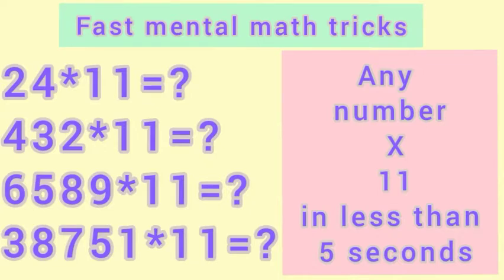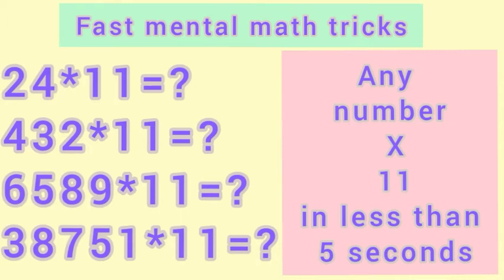Today's video is about fast mental math tricks which can be used to multiply any number by 11 in less than 5 seconds. In my previous video, I shared a trick to multiply any number from 1 to 9 by 11, so that it will be useful for kids to memorize table 11. To multiply any number from 1 to 9, you just need to repeat the digit of the number with which 11 is being multiplied. So, memorizing table 11 is as simple as that.